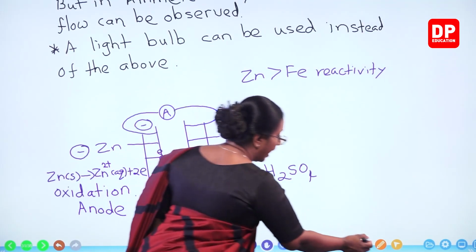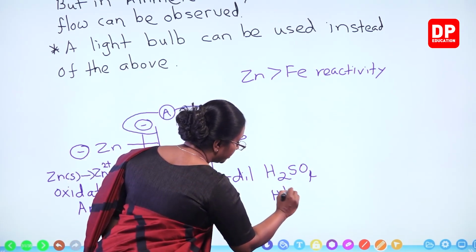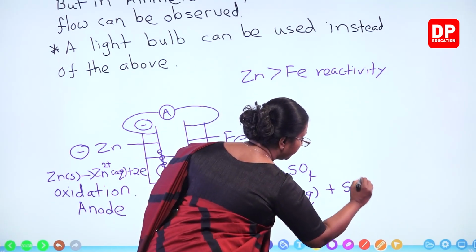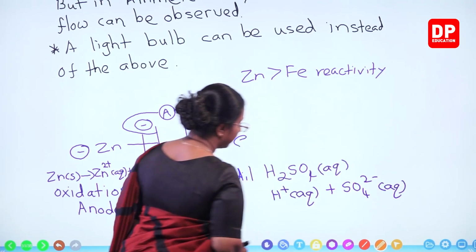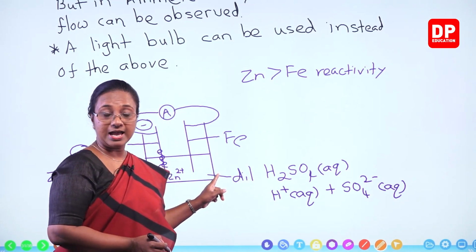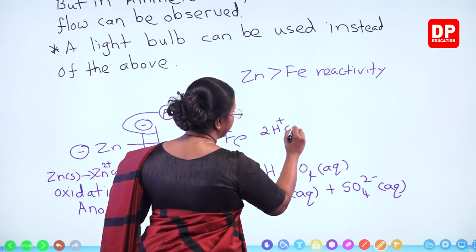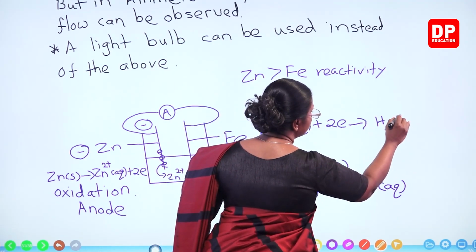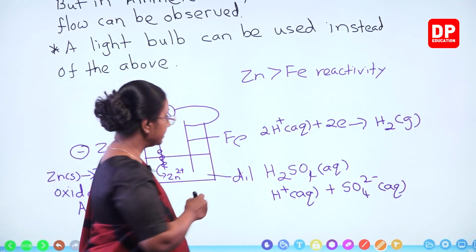Here, near the iron electrode, the H2SO4 normally dissociates to give rise to H+ (aq) plus SO4 2- (aq). Now this is also the aqueous solution. So out of these, the H+ ions travel towards the iron electrode. There, 2 H+ ions (aq) take up electrons forming H2 gas. What type of a reaction is this? This is reduction.